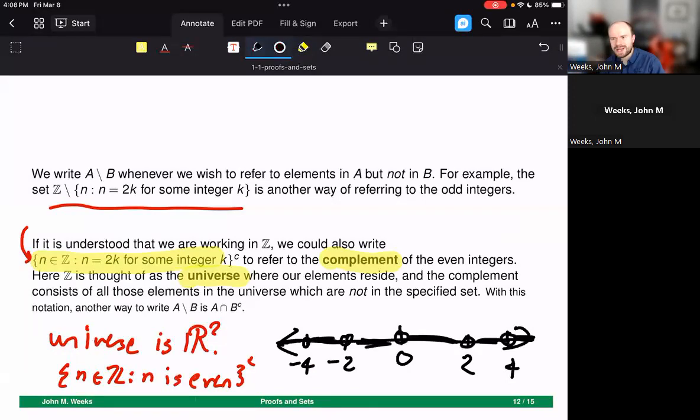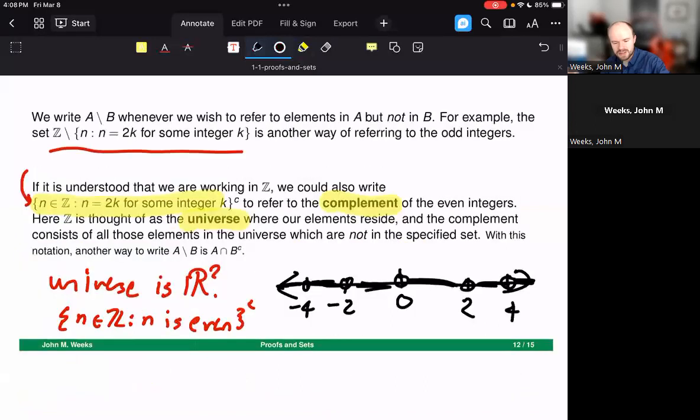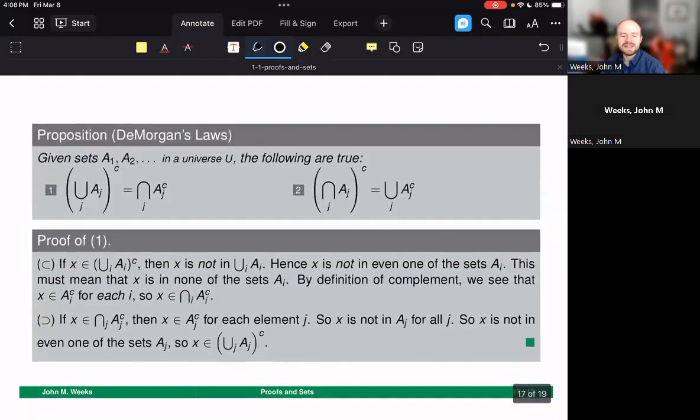And oftentimes we're just reading between the lines to say what that universe is. You'll see here, for example, in the proposition called DeMorgan's laws, that I'm saying given sets A1 and A2, but I'm putting in a universe U in very small text to say it's not really the emphasis of what we're going through here. These sets live in some sort of universe, but regardless of what that universe is, as long as it's understood, we can move forward with that. Then the following things are true.